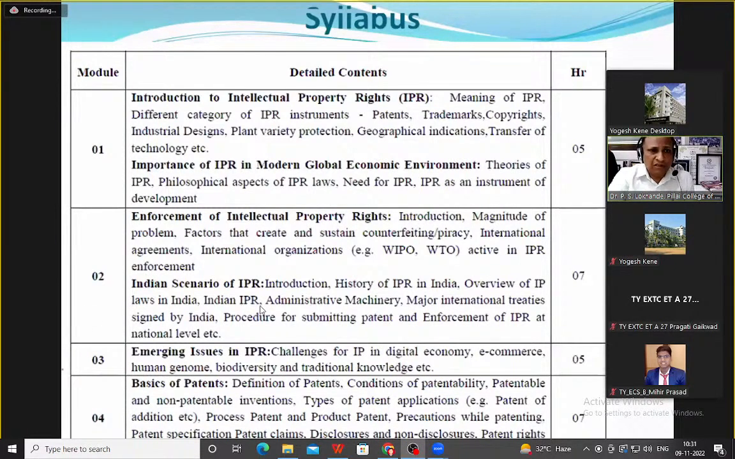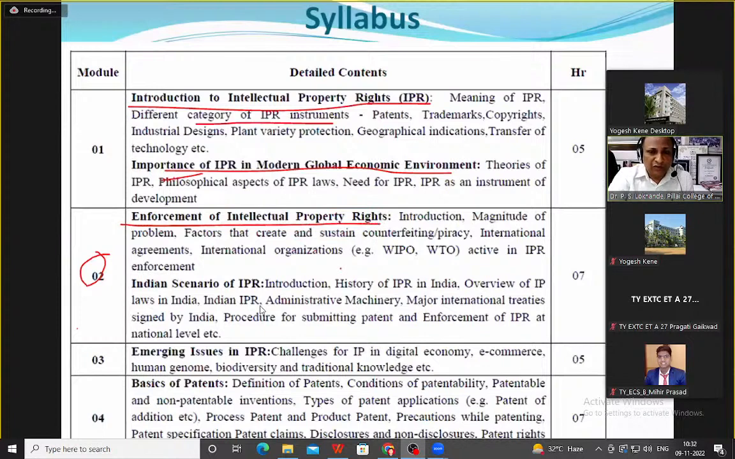This syllabus consists of 6 chapters. The first chapter deals with the introductory part: the meaning of IPR, then the different categories of IPR instruments like patent, trademark, copyright, industrial design, plant variety, all these things. Then importance.